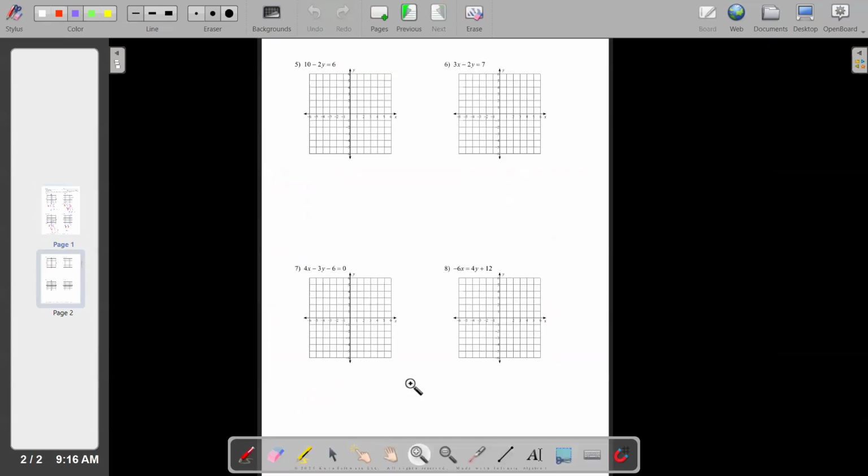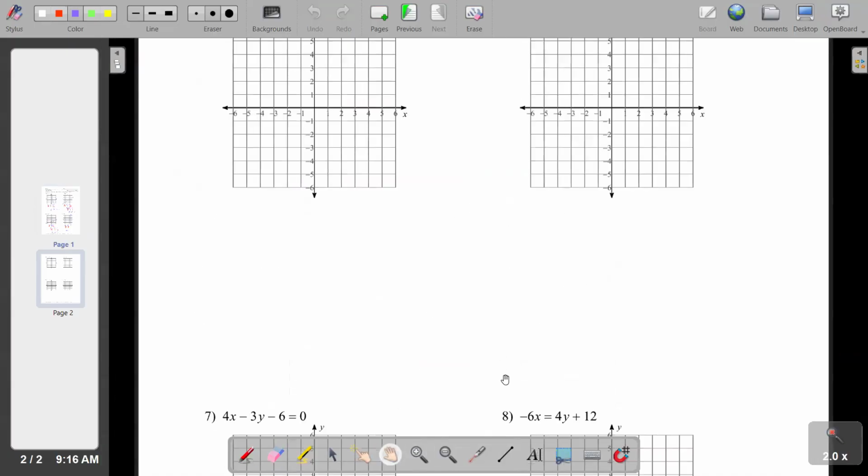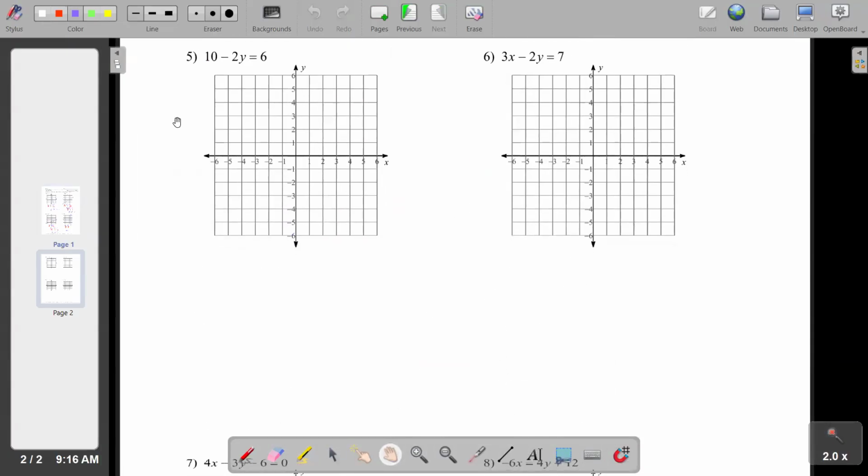Number 5. Step 1, let's copy that little equation down to the bottom. So we got a 10 minus 2y. What do you notice about problem 5? There's no x. So what kind of line is it going to be? It's going to be a horizontal line.